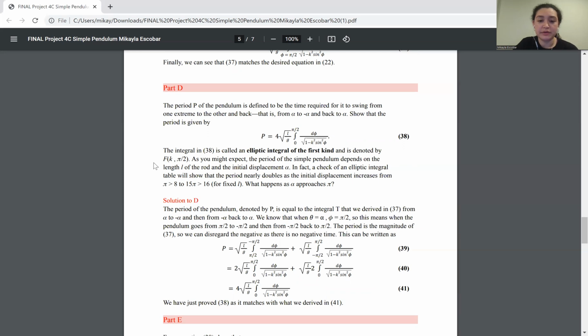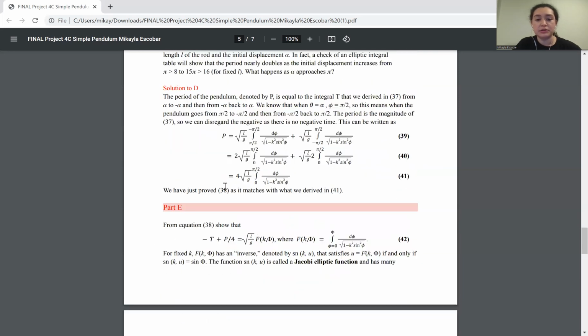As you might expect, the period of the simple pendulum depends on the length L of the rod and the initial displacement alpha. In fact, a check of an elliptic integral table will show that the period nearly doubles as the initial displacement increases from pi over 8 to 15 pi over 16 for a fixed length. What happens as alpha approaches pi?